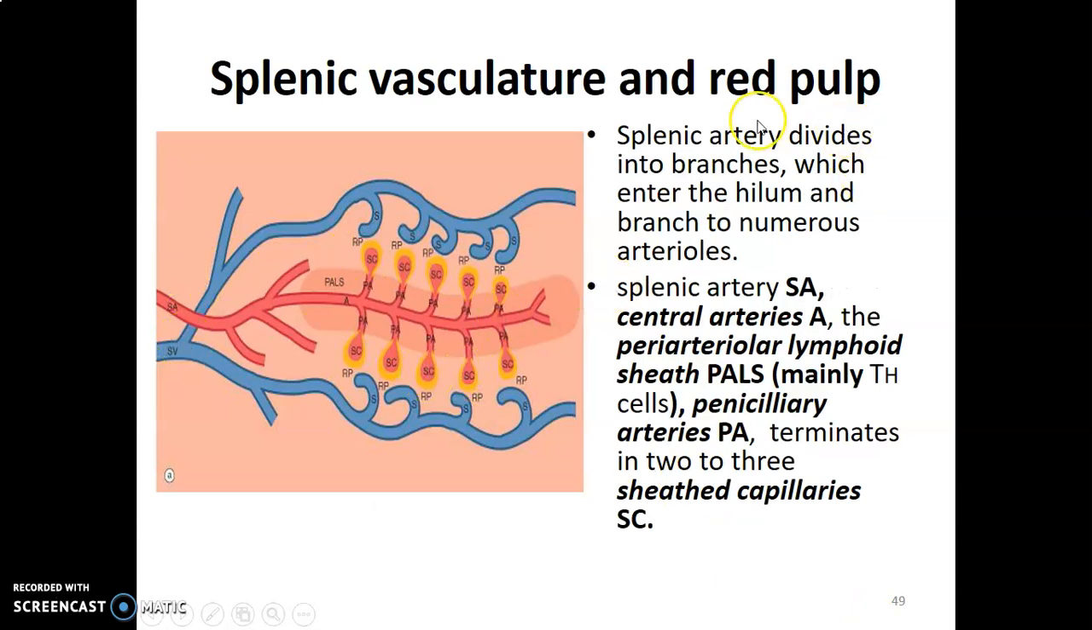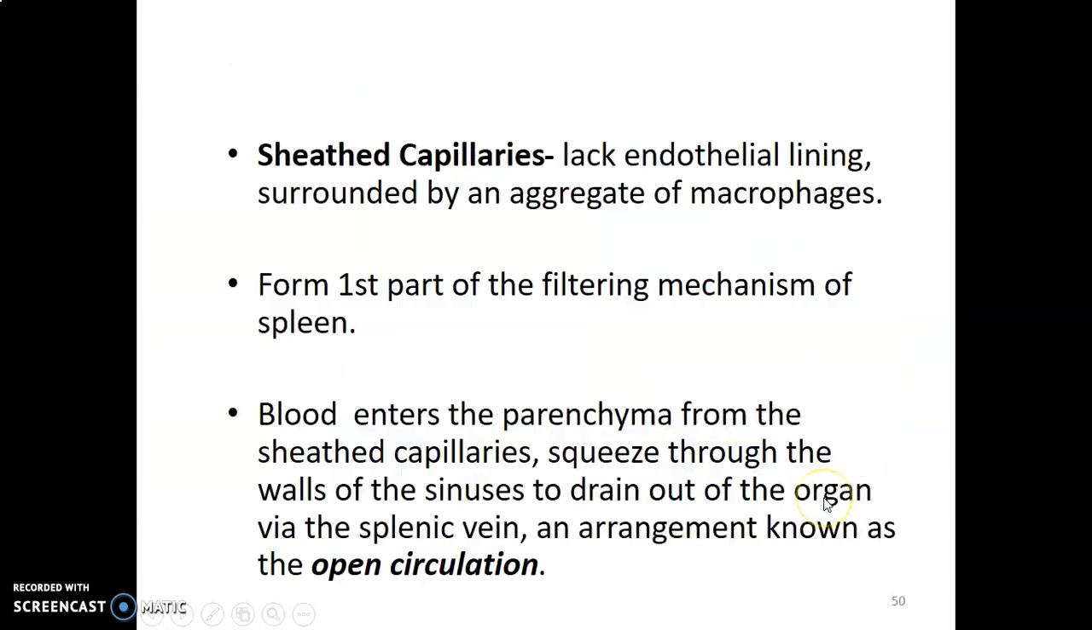So splenic vasculature: the splenic artery will branch into trabecular arteries. Trabecular arteries will give central arteries. Around central arteries, you have T cells to form the periarteriolar lymphatic sheath before the central arteries thin off to form penicillar arterioles that will terminate into sheathed capillaries.